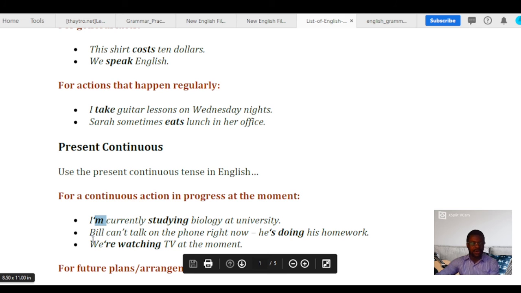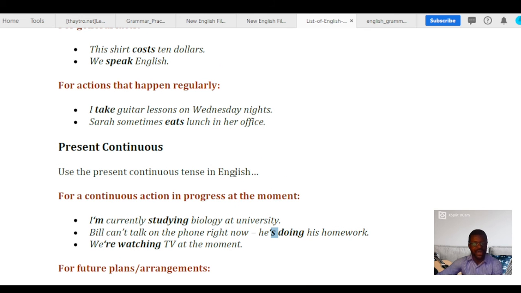So the next one says, Bill can't talk on the phone right now. Why? Because he is doing his homework. He is doing his homework. You see, you must use your auxiliary, your helping verb: is, are.